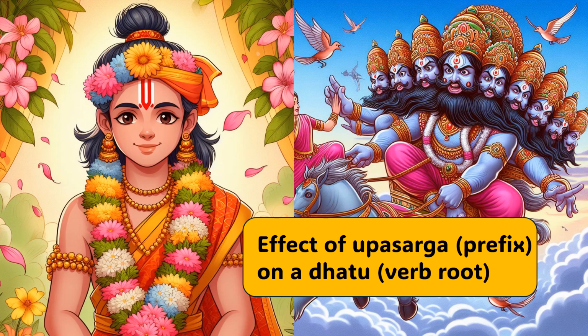Namaskar. In this video, we will take an example of a dhatu or a verb root and add some upasargas, which are called prefixes, to that dhatu and see how it affects the meaning of the word. Now the upasargas, there are 22 upasargas or prefixes in Sanskritam which can be added to different dhatus to enhance their meaning or alter their meaning.